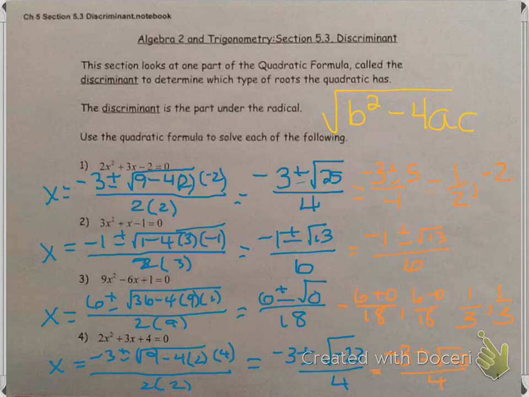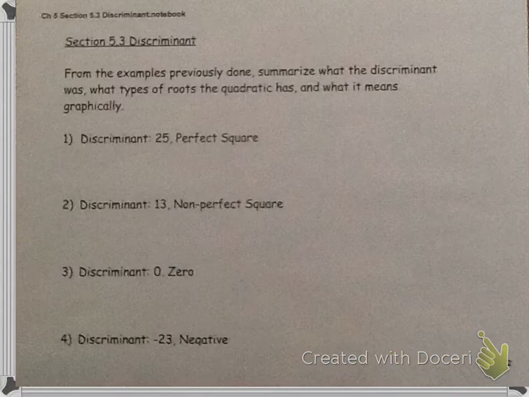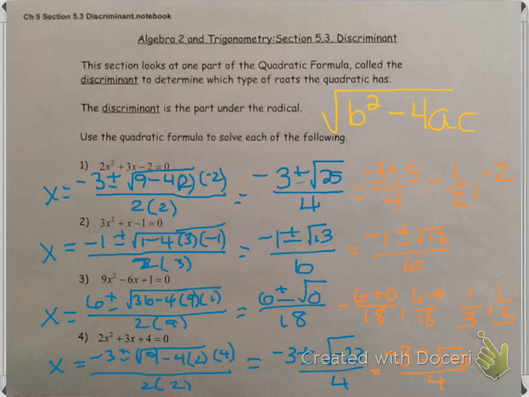So we can look at the types of roots that we have, but notice that by looking at just the discriminant, just the part under the square root, we already knew what types of roots we had. We didn't actually have to do the entire quadratic formula. So look at the next page. For the first one on the previous page, we've got 25 as the discriminant, which is a perfect square. Look at what roots you had. The roots were 1/2 and -2.